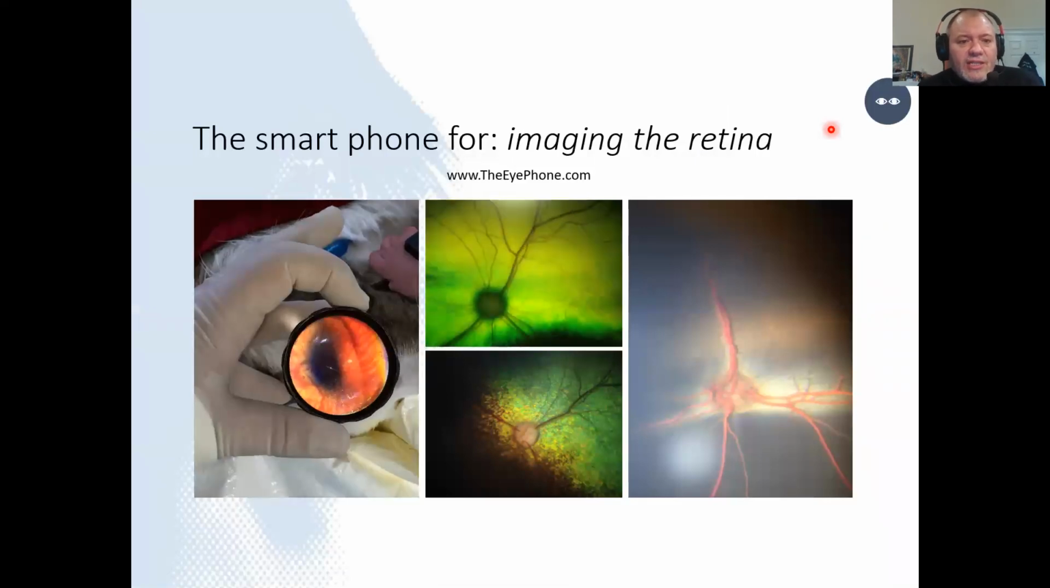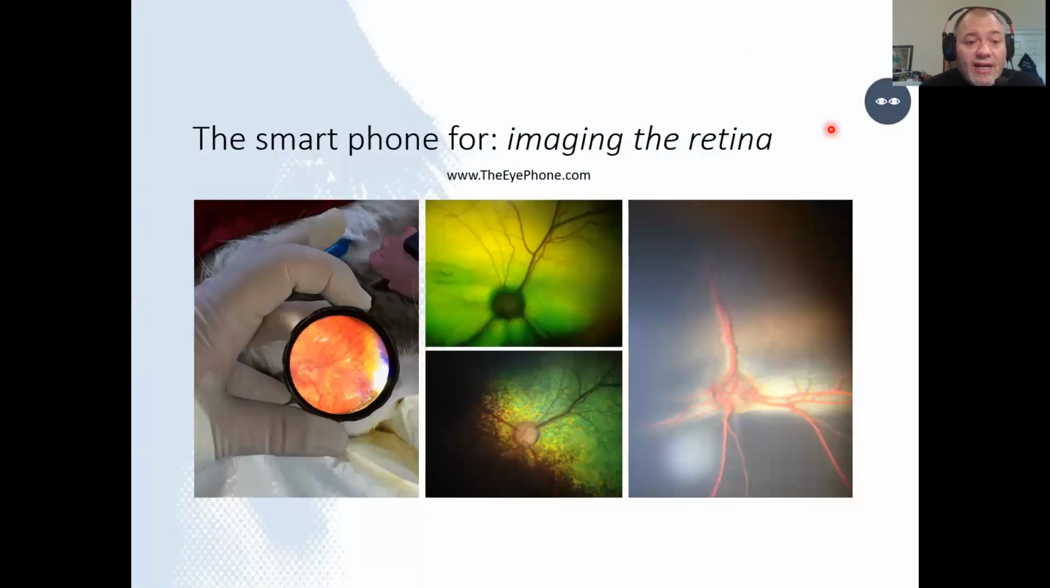This is not this lecture. There's another lecture which you did look at about this, but just to remind you, if you go to the website, theiphone.com, there's lots of tips and tricks about how to use your smartphones to image the eye, which really help when you start to look at the fundus.